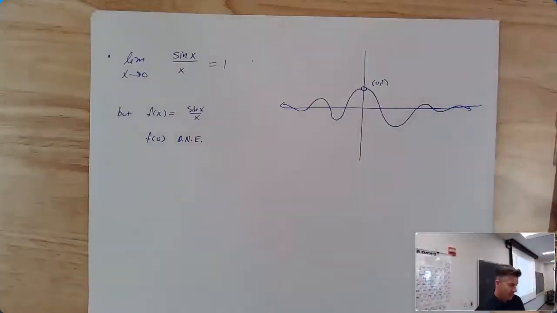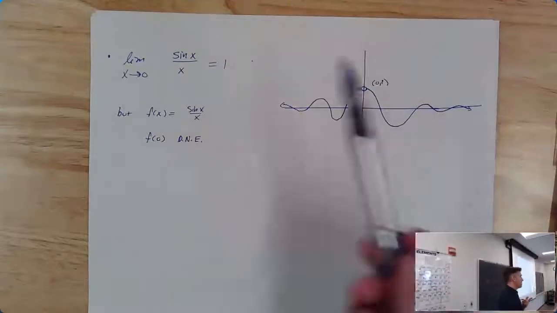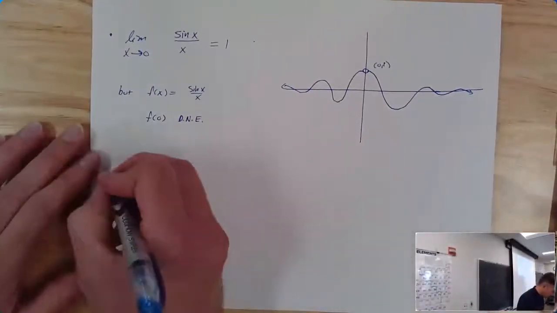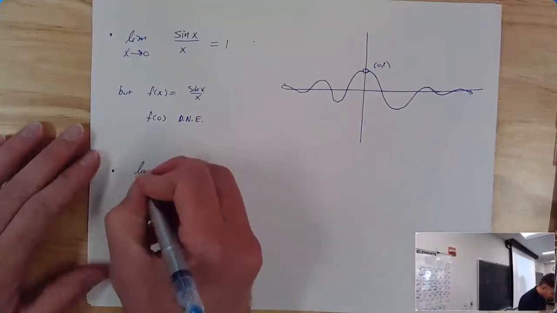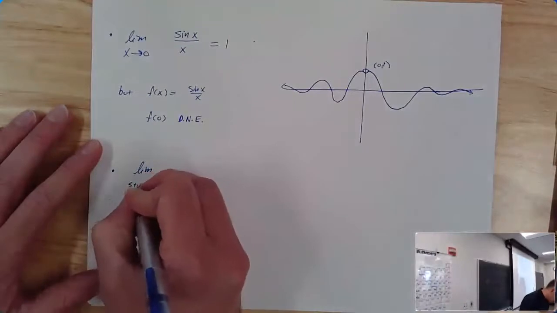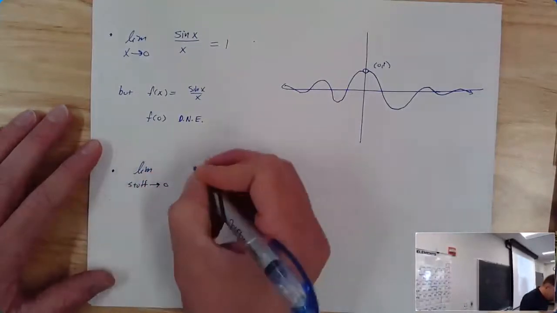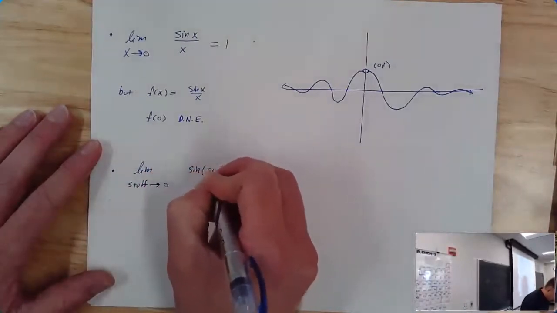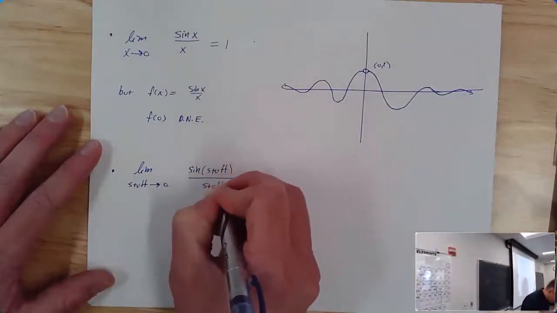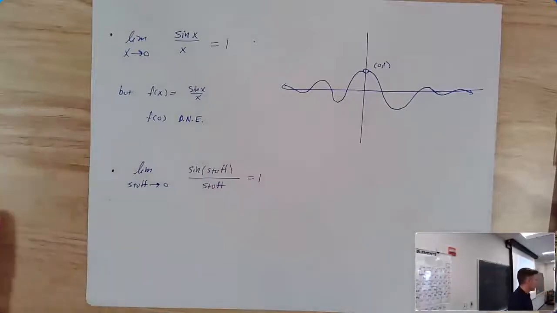The reason we mentioned this particular limit is because this limit does come up a lot. So here's what I would say more generally about this sort of limit. The limit as, I'm going to say it this way, some stuff approaches 0 of sine of that stuff over the same exact stuff, the limit's going to be 1. I'm just writing stuff instead of x.